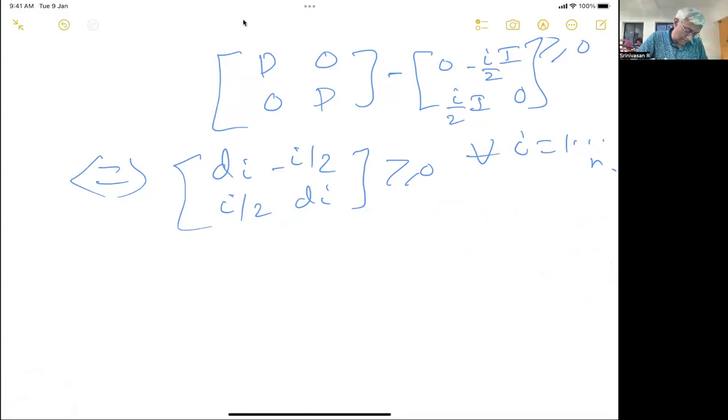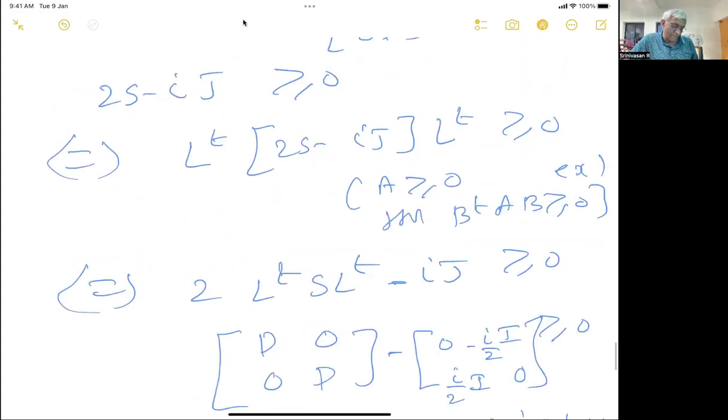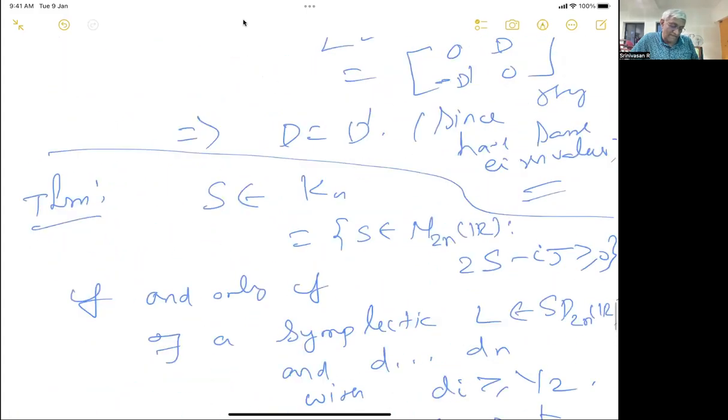So this implies d_i square is greater than or equal to 1/4, right? That's what we want. Okay, so d_i square is greater than or equal to 1/4. That also says that the determinant of S. What is this? Yes, we have this.